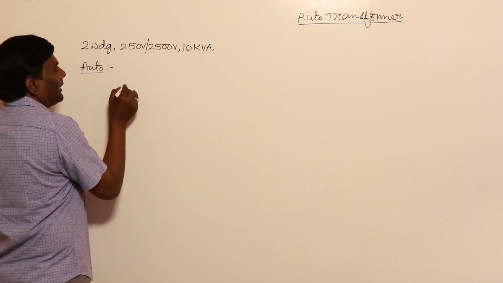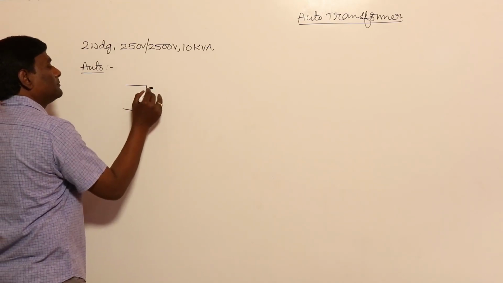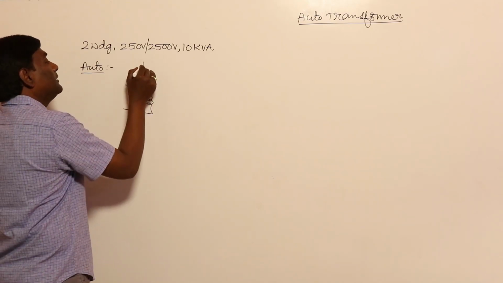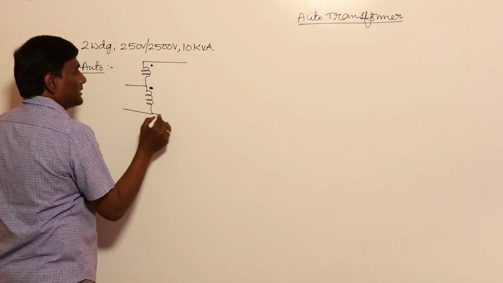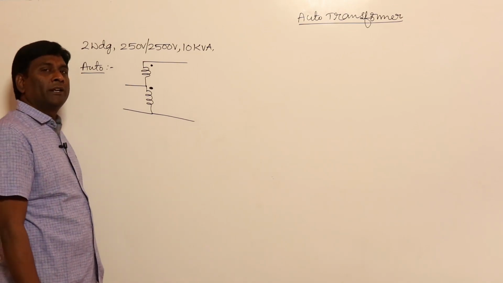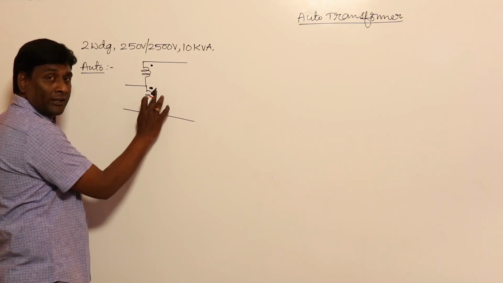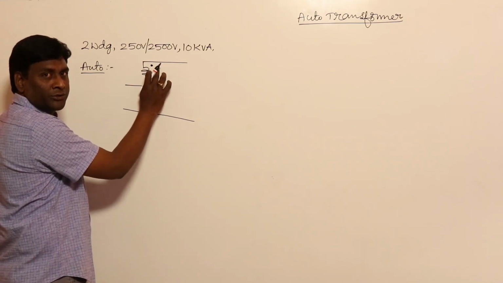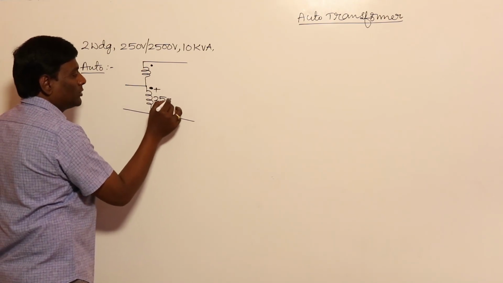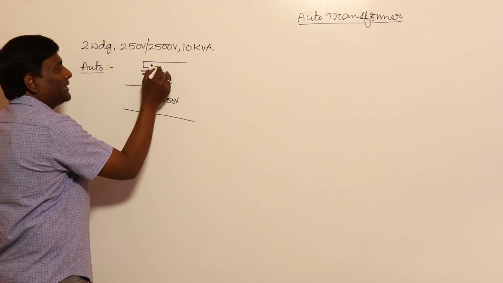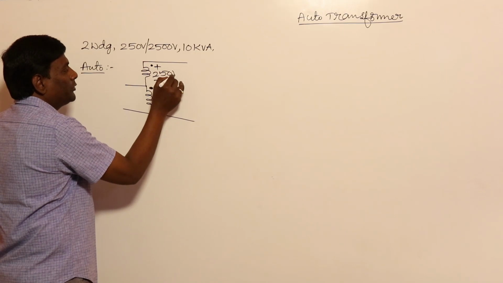For example, if I have a dot here for polarity, at the start a small confusion will come, but automatically clarity you will get. Dot in the sense, when this dot is positive, automatically this dot will become positive. So this is plus minus HV side, 2500 volts, and this is going to be LV side. Whenever this dot is plus, automatically this dot will become plus. So this is going to be 250 volts.